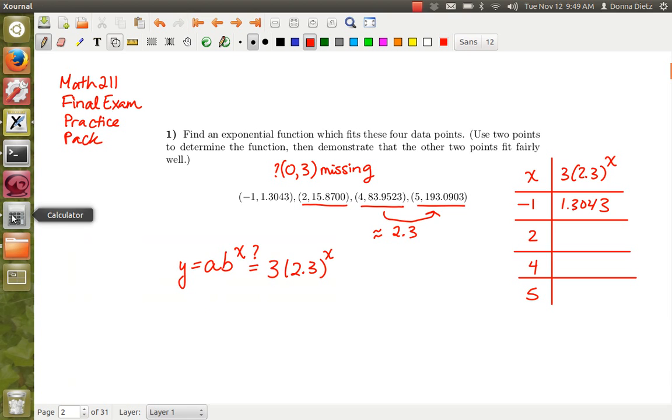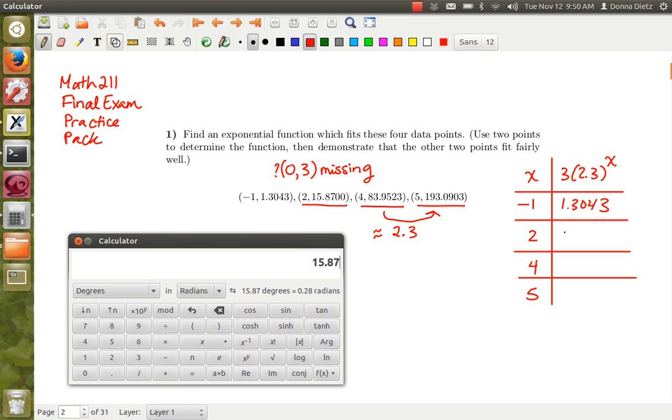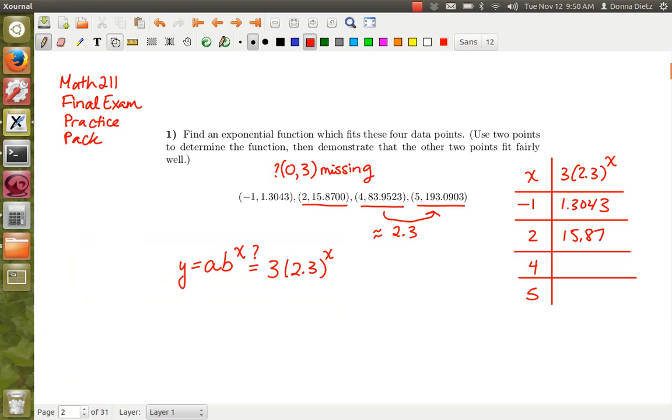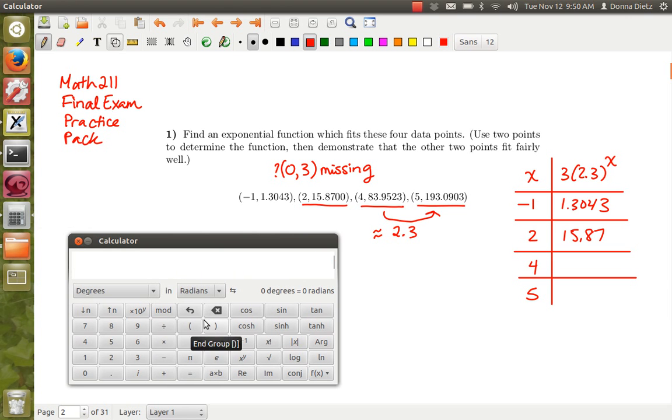So at this point, I'm pretty sure I've got it. But I'm going to go ahead and do this whole thing out. 2.3 to the power of 2. And that's going to be 15.87. Yep. I figured out what the question writer was doing. Not too hard because I was the question writer, but it's been a while, so I don't always remember what I did. 4 times 2.3 to the power of 4.